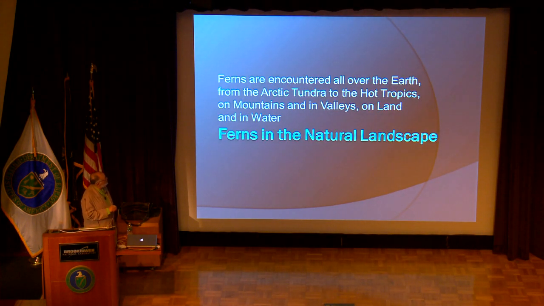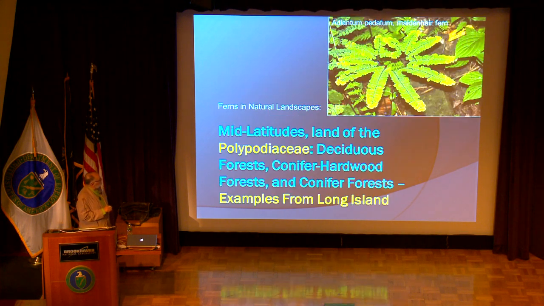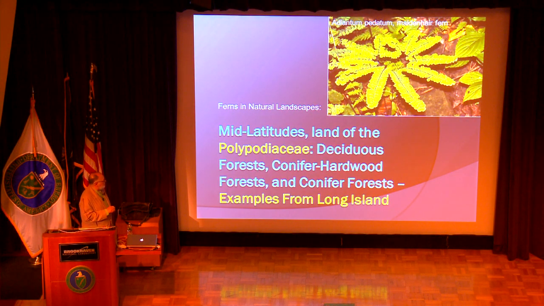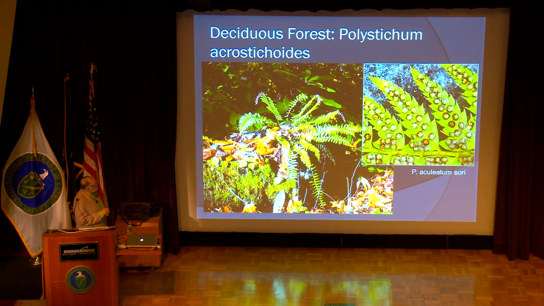Ferns in the natural landscape. Ferns are encountered all over the Earth, from the Arctic tundra to the hot tropics, on mountains, in valleys, on land, and in water. Mid-latitudes, that's where we are, land of the Polypodiaceae: deciduous forest, conifer hardwood forest, and conifer forest, and some examples from Long Island. Adiantum pedatum at the upper right, the maidenhair fern, probably the most beautiful fern we have. Here is Polystichum acrostichoides in the deciduous forest, usually in better soils underneath tulip trees, for example, you find these.